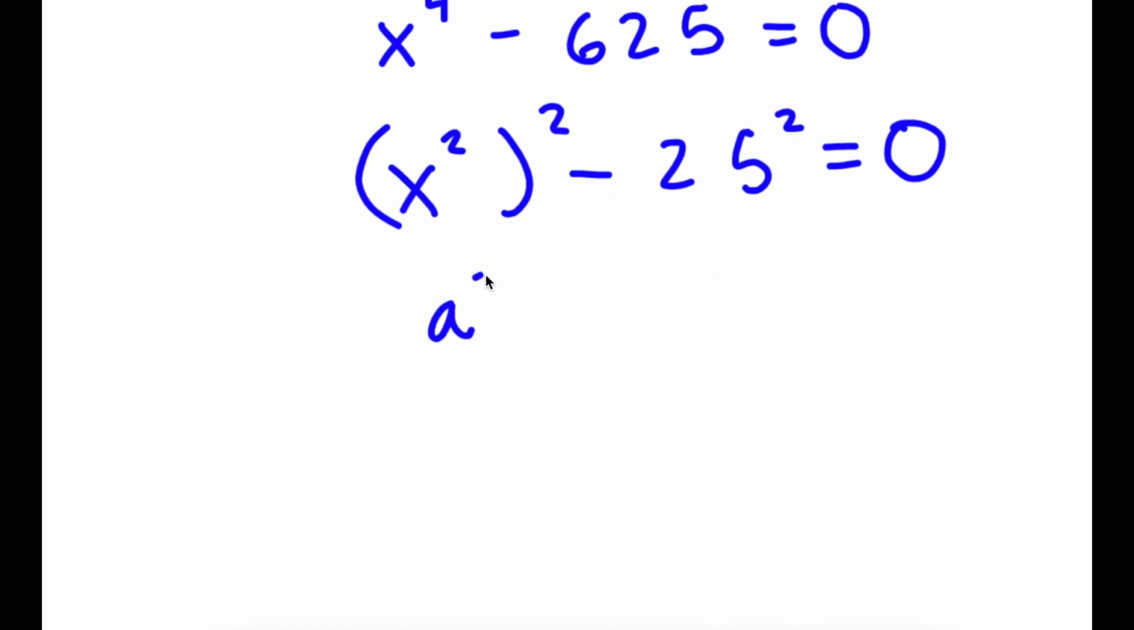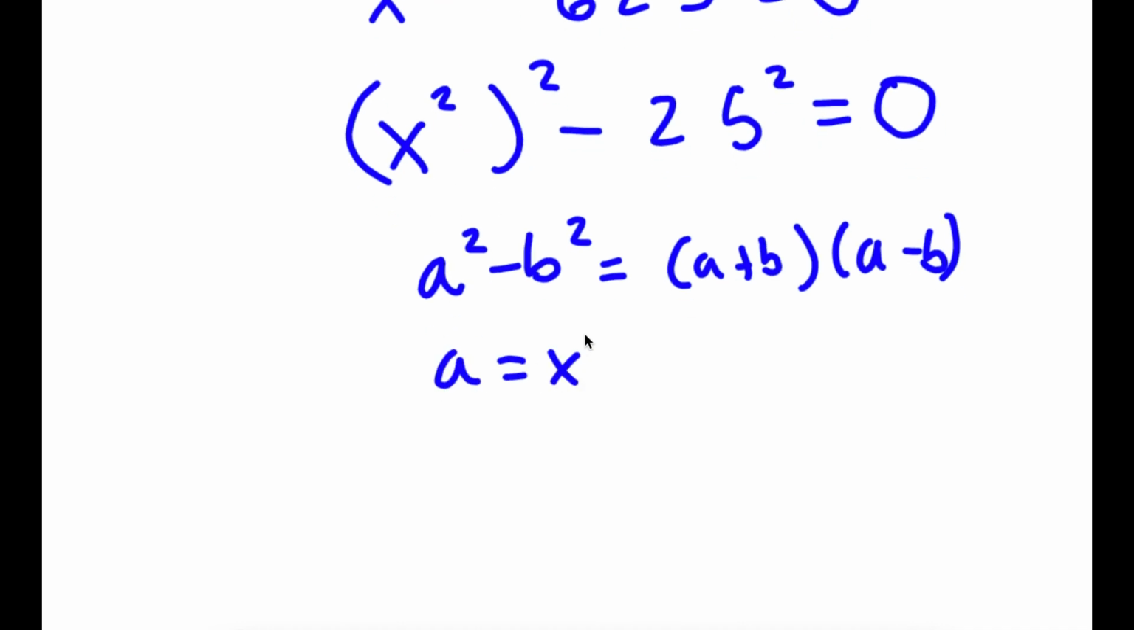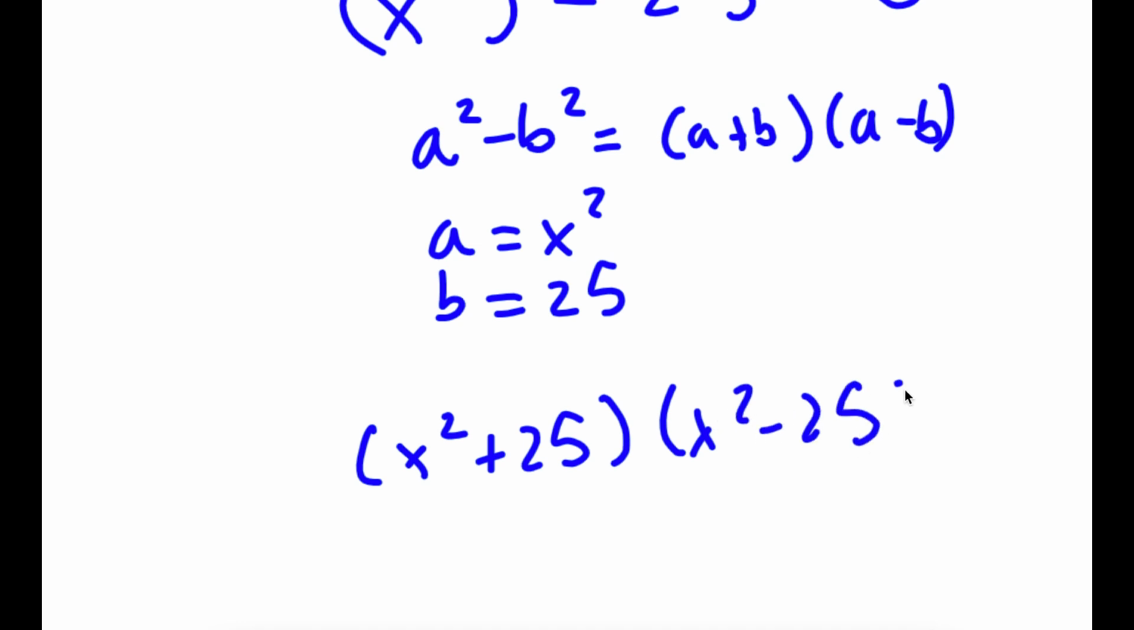Now, if I have something in the form a squared minus b squared, this is equal to a plus b times a minus b. So in this case, a is x^2 and b is 25. So now I have (x^2 plus 25) times (x^2 minus 25) is equal to 0.